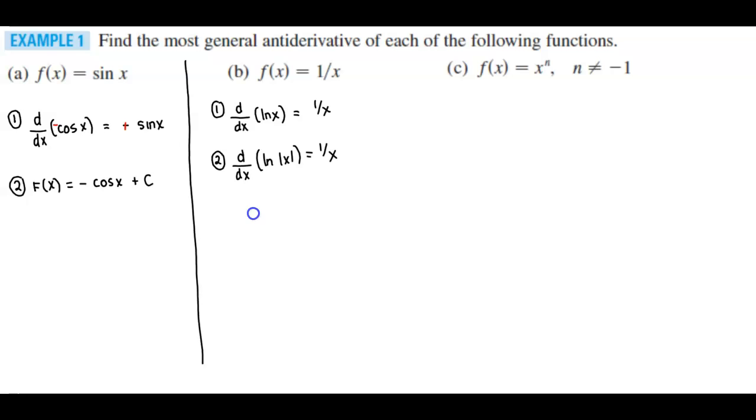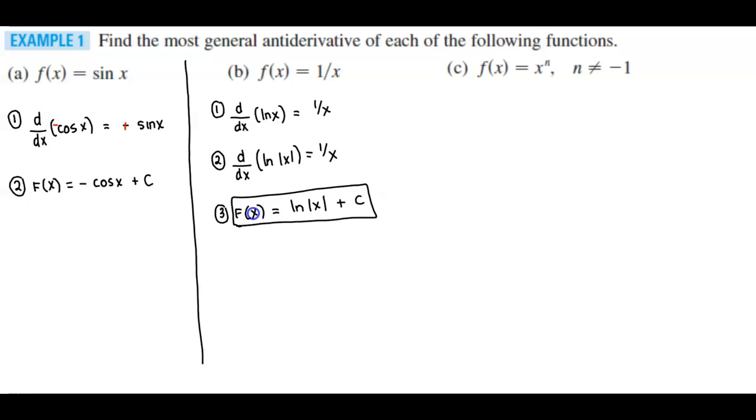Now, Theorem 1 tells us that the general antiderivative of f of x, which is equal to 1 over x, is going to be the natural log of the absolute value of x plus c on any interval that doesn't contain 0. So what we would say is that the antiderivative of this function is going to be the natural log of the absolute value of x plus c.